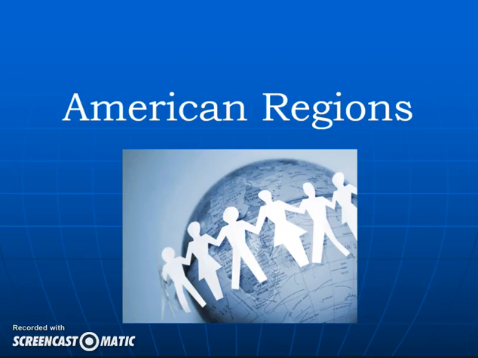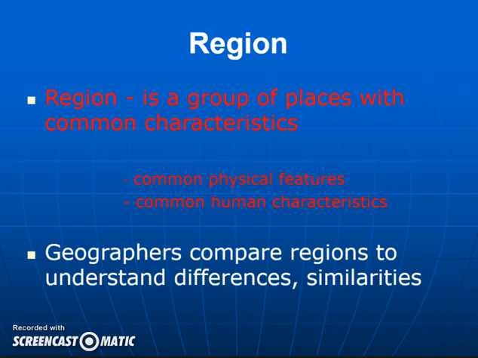Hi, in this episode, we're going to look at different regions here in the United States. So first off, a region is a group of places with common characteristics. Sometimes these characteristics are human characteristics, such as culture, language, or religion, and sometimes these common characteristics are physical. Geographers use these different comparisons to help understand different regions and different groups of people.